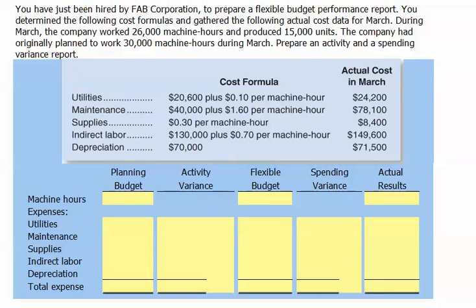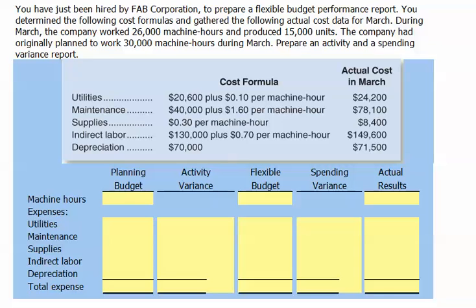You've just been hired by FAB Corporation to prepare a flexible budget performance report. You have determined the following cost formulas and gathered the following actual cost data for March. During March, the company worked 26,000 machine hours and produced 1,500 units. The company had originally planned to work 30,000 machine hours during March. Let's prepare an activity and spending variance report.